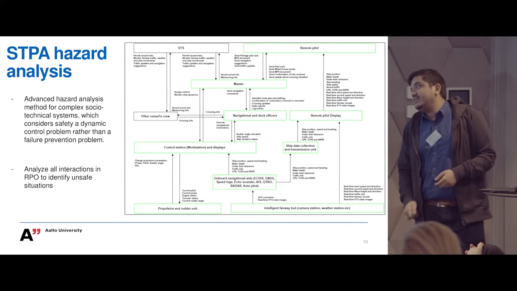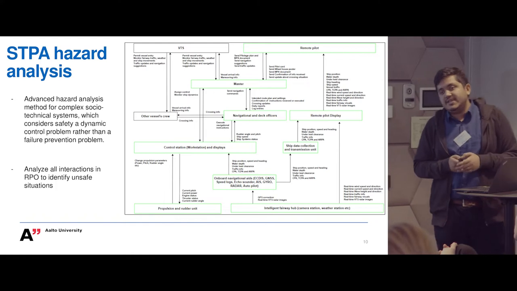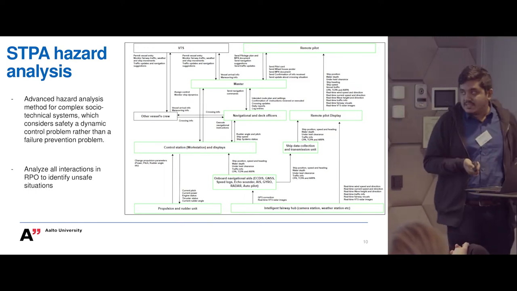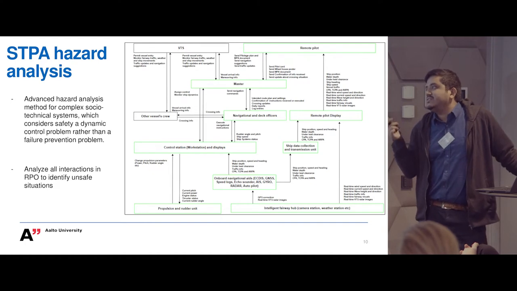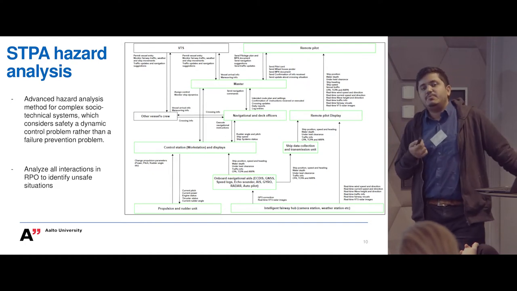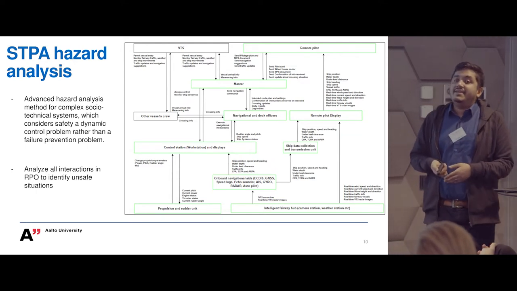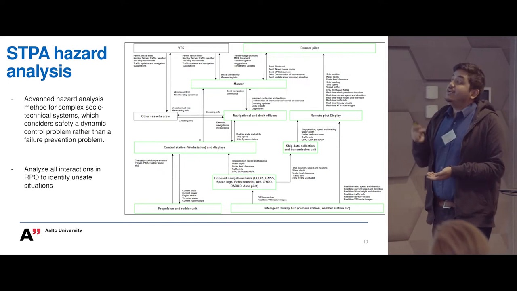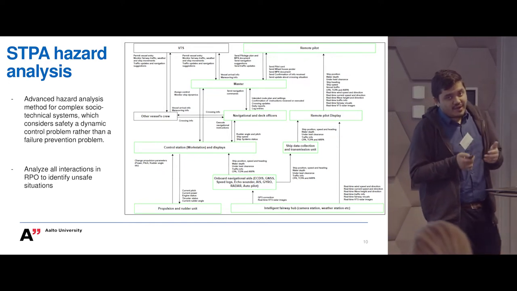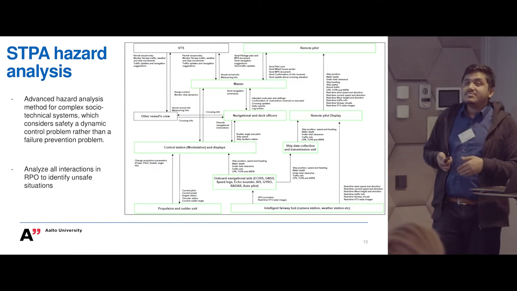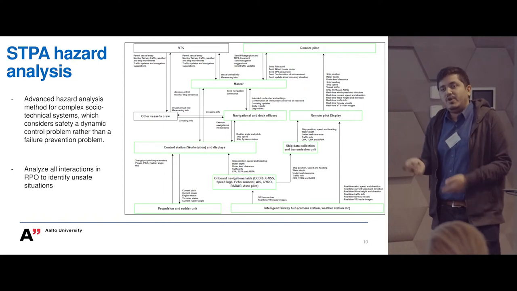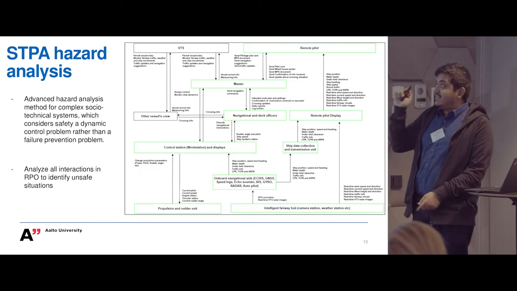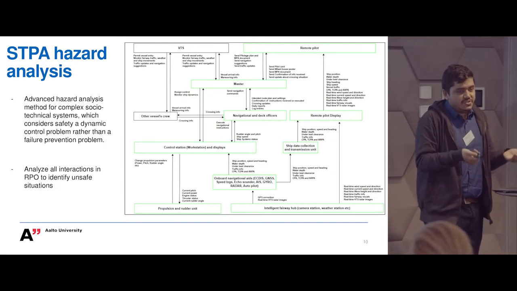For this purpose, we utilize a hazard analysis method called System-Theoretic Process Analysis, which differs from conventional methods like fault tree analysis or failure mode and effects analysis in the sense that it considers safety a dynamic control problem rather than a failure prevention problem. What it means is that while these traditional methods start with identifying causes behind faults and failures, this method highlights that we need to start by assessing all possible interactions in the system. Even the interactions of non-failing components can result in hazards and losses. So the aim here is to first identify all the interactions in the system, then assess them one by one to identify how these can lead to unsafe situations.